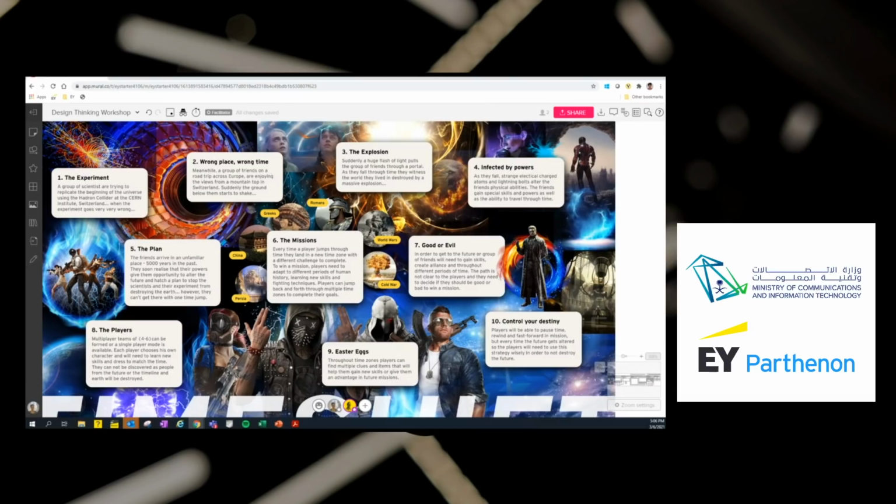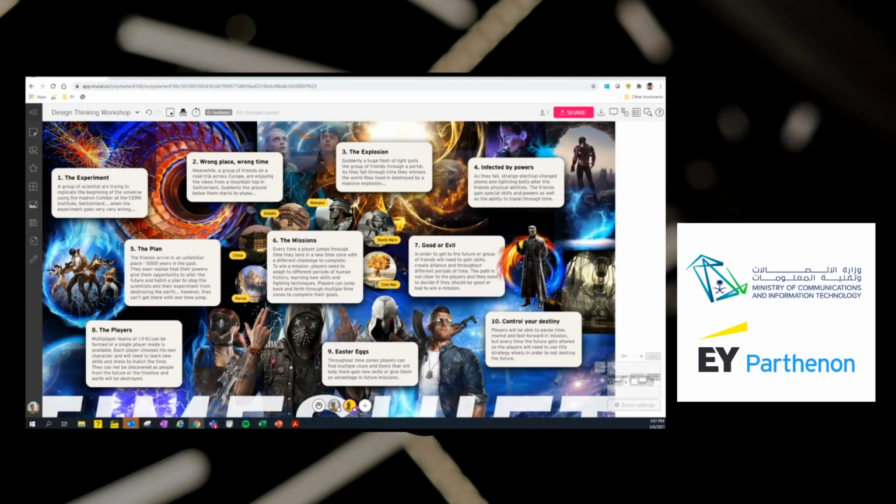So the idea is that every time this group of friends, these characters, are jumping through time, they would have to go into a certain time period and adapt their characteristics and learn about this certain time period in order to conquer the obstacles in front of them and win the mission and complete their overall goals. They would only be able to jump in time to maybe another time if they completed their missions.